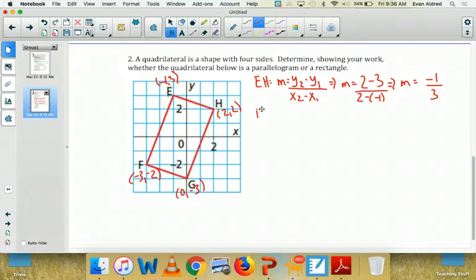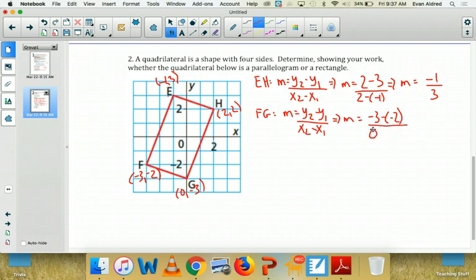So now let's look at FG. Well, if this is a parallelogram or a rectangle, EH has to be parallel to FG. If it's not, well then we're done the problem. It would be neither a parallelogram nor a rectangle. So we'll go negative 3 subtract negative 2 over 0 subtract negative 3. And we get negative 1 over 3. So the first bit of criteria has been met. The top is parallel to the bottom.